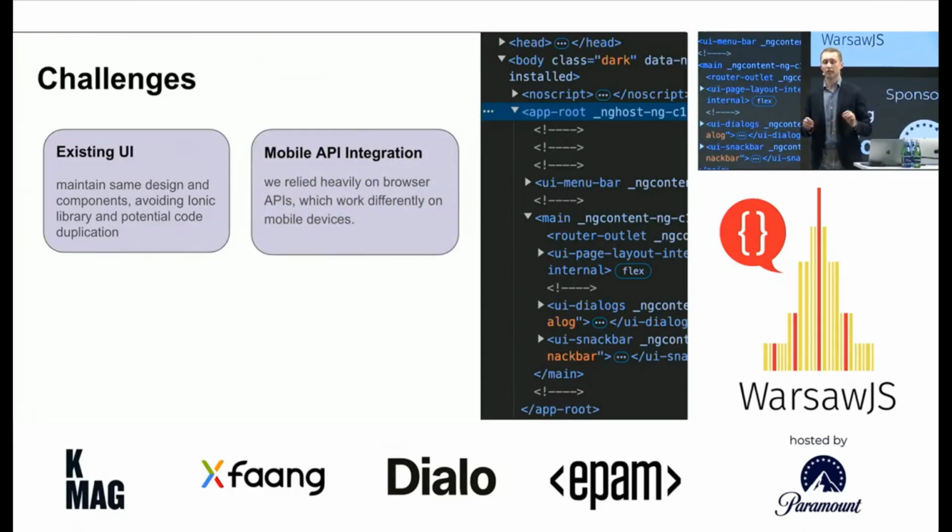Second of all, many of our features relied heavily on the browser API for file downloading, for opening things in new tabs, and none of this exists on mobile anymore. So how do we also integrate it?